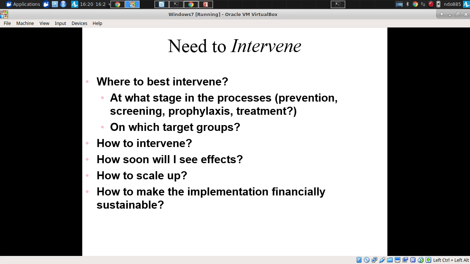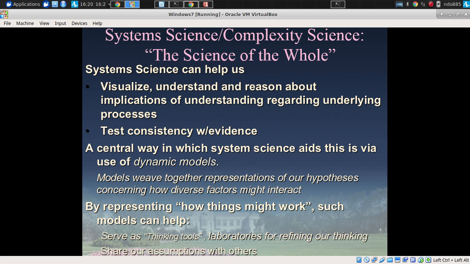A second issue that these challenges confront is the need to intervene. Where do I best intervene? How do I intervene? How soon shall I see effects? How to scale up? These are questions that have to do with implementation science and its unique challenges. How to make the implementation financially sustainable.